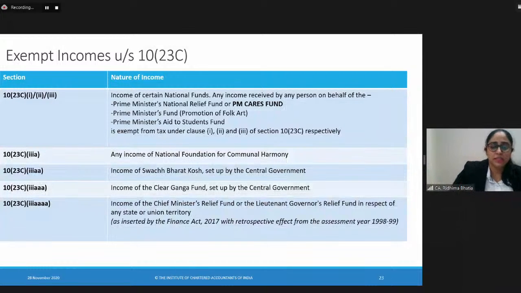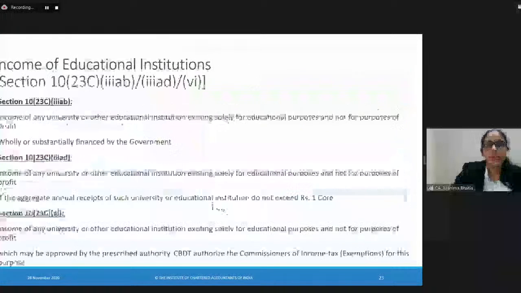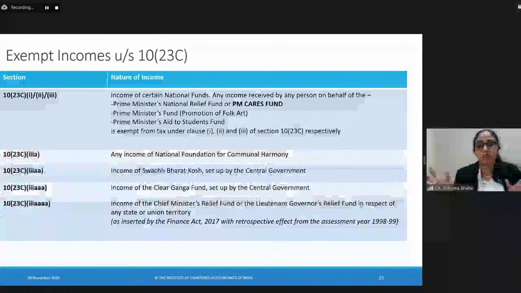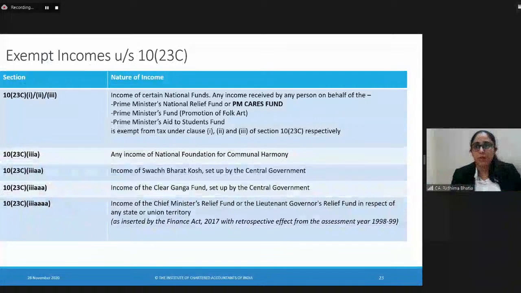So what I have done is, in these 3 slides, I have made a pool for you to remember this particular section 10 clause 23C. This will again come up when you do the charitable trust chapter, which will tell you why their income is exempt, on what basis the income would be exempt, how the approval process works, and all that. Here we are understanding what type of entities are covered whose income would be exempt.